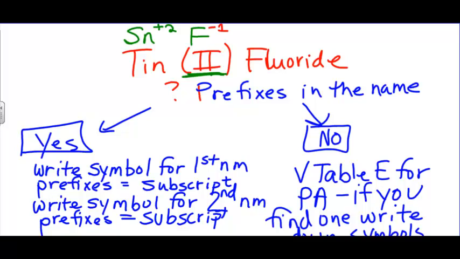Do those charges total 0? No. They have to. So you criss-cross. You will need 1 tin and 2 F's, because if you have one thing that's +2 and 2 things that are each -1, they add up to 0. So the formula for tin 2 fluoride is SnF2.